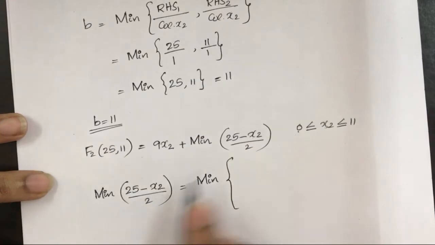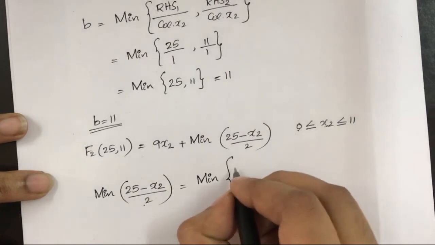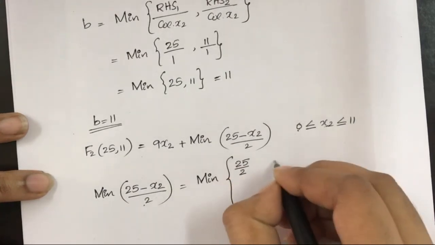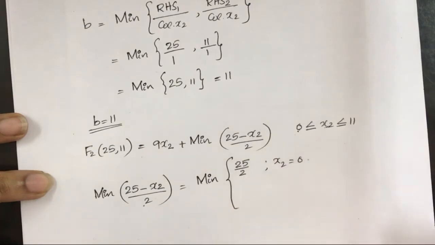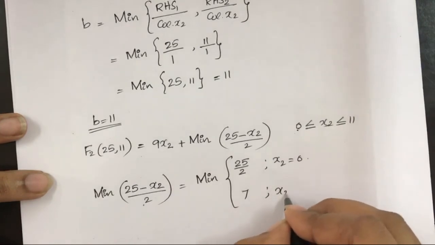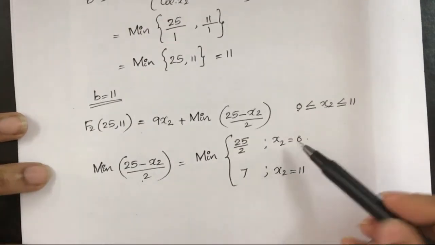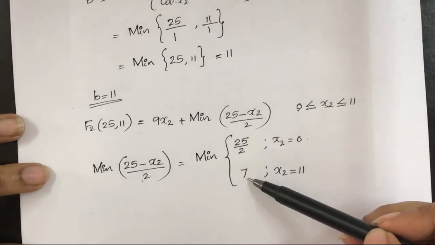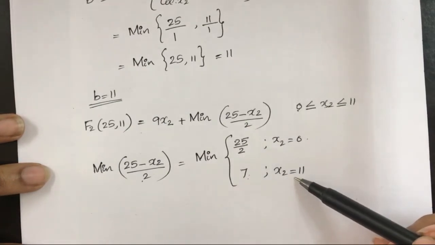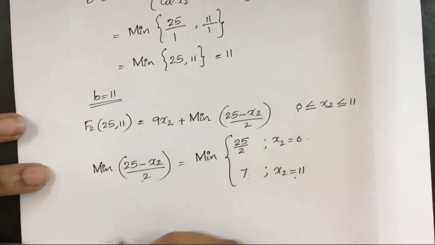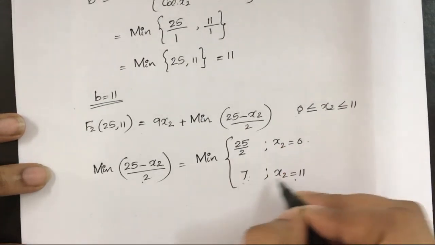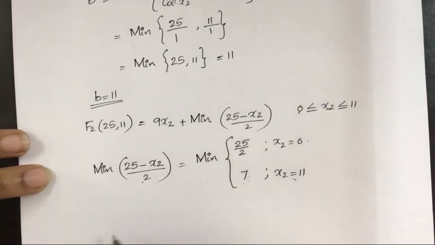Minimum of 25 minus x2 divided by 2 is equal to minimum of, what is the value of this function when x2 equal to 0? 25 minus 0 divided by 2, that is 25 by 2 when x2 equal to 0. Then second, when x2 equal to 11, 25 minus 11 divided by 2, that is 14 by 2, 7. Which is the minimum value? 25 by 2 or 7? 7. So minimum value is 7, which is corresponding to x2 equal to 11.